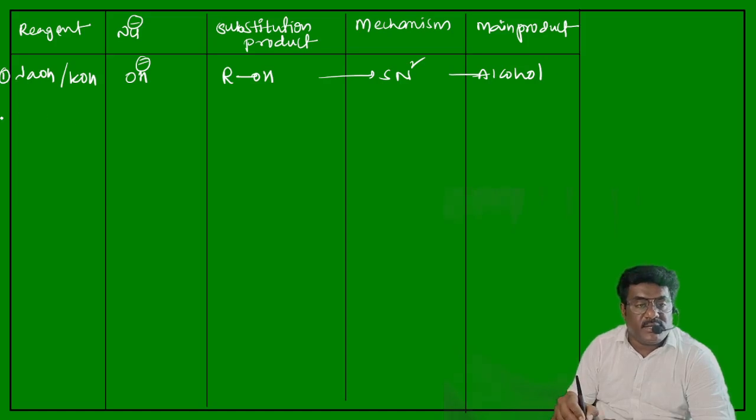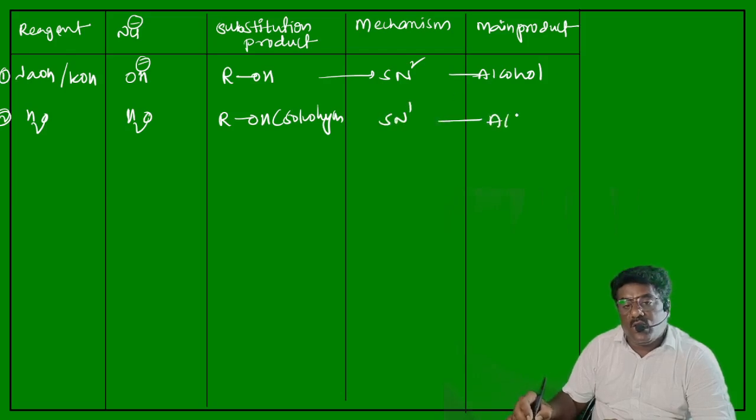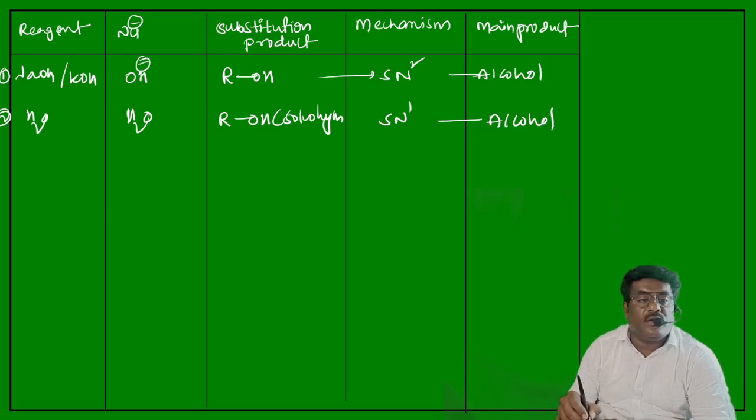See, I am taking the second one, H2O, water. What is the substitution product? It gives ROH. What process? Solvolysis. What is the product? It goes by SN1. It is an alcohol. I will look at the next reagent.